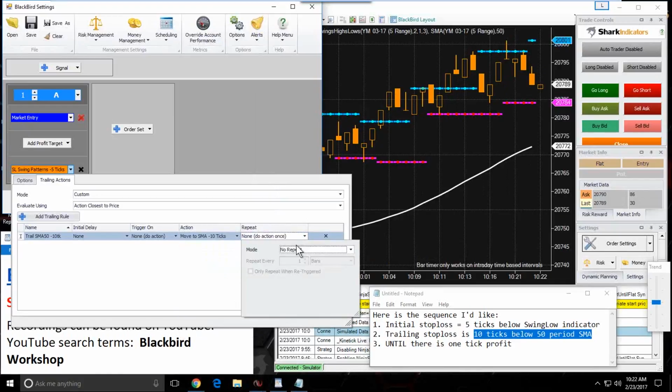And then the last step is, how often do we repeat this? Well, we don't have any specific information, so I'm just going to use the typical setting, which is we're going to move that stop loss every bar. So on every new bar, we'll move that stop loss. Adjust the stop loss there.